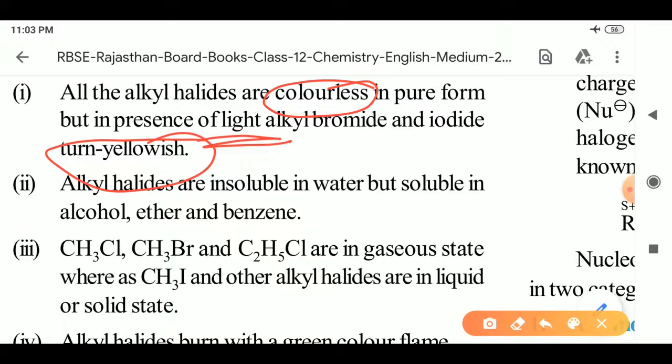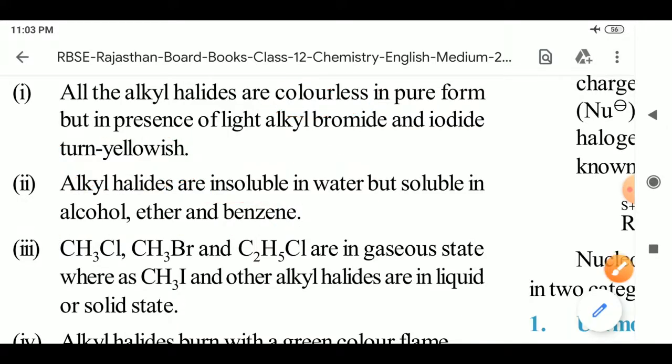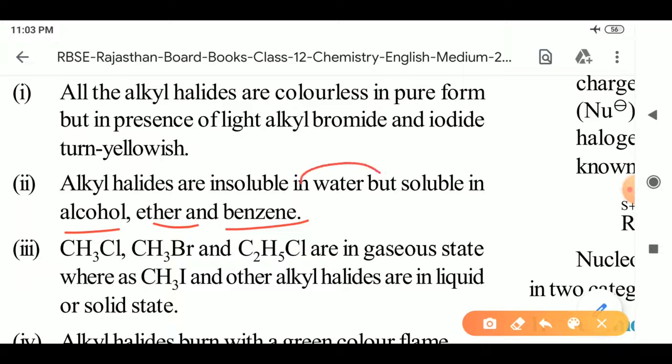Second physical property: alkyl halides are insoluble in water. That is important. Insoluble in water but soluble in alcohol, ether and benzene. You know very well that alkyl halides are polar in nature, and alkyl halides are organic compounds. Organic compounds are always dissolved in organic solvents, just like alcohol, ether and benzene, and insoluble in water.